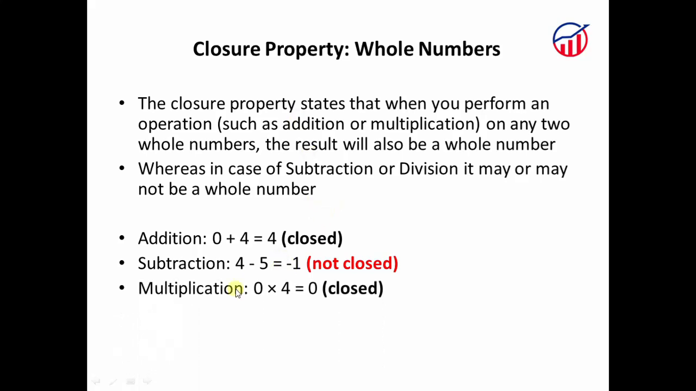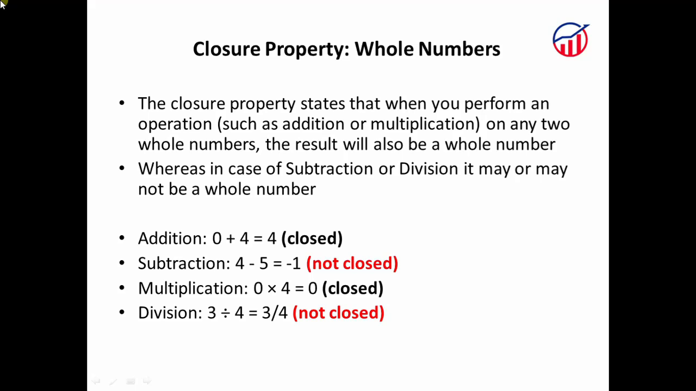Now next we move on to multiplication. So multiplication 0 into 4 is 0, which is a whole number. Let's say you multiply 4 by 3, you're going to get 12, which is a whole number. So you call it closed for multiplication. And finally division. Now if I divide 3 by 4, you get 3 upon 4, which is a rational number, and hence it is not a whole number. Hence you say it is not closed for division.